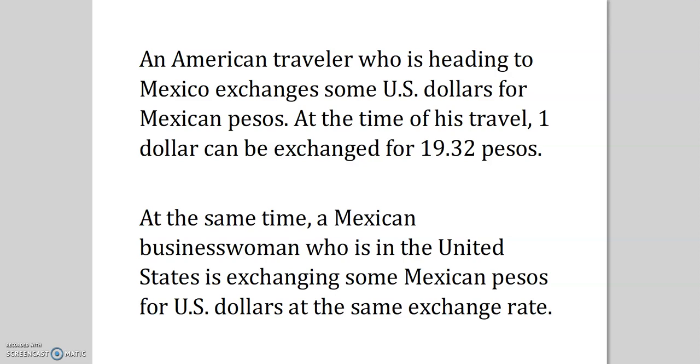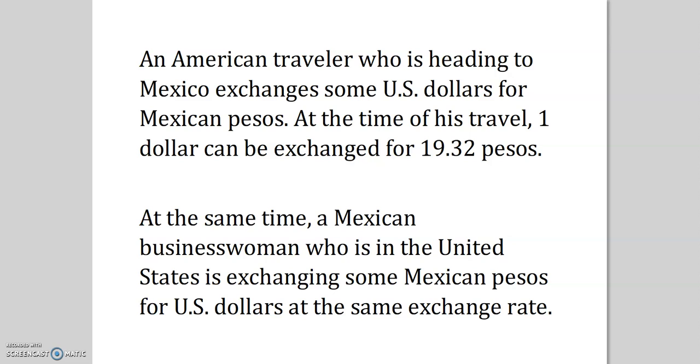All right, we're talking inverse functions today, and to get you started, I want you to think a little bit about this problem we have. There's an American traveler heading to Mexico, and they exchange some US dollars for Mexican pesos. At the time of travel, $1 can be exchanged for 19.32 pesos. At the same time, a Mexican businesswoman who is in the United States is exchanging some Mexican pesos for US dollars at the same exchange rate. So the question is, can we write some equations that relate these two exchanges?